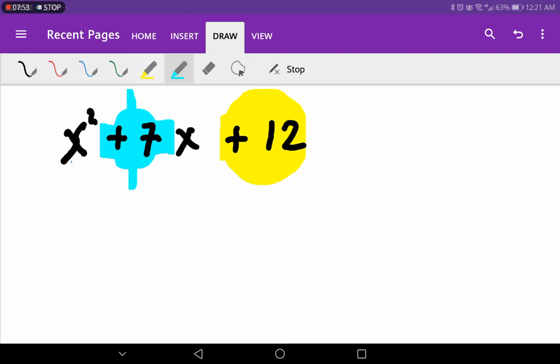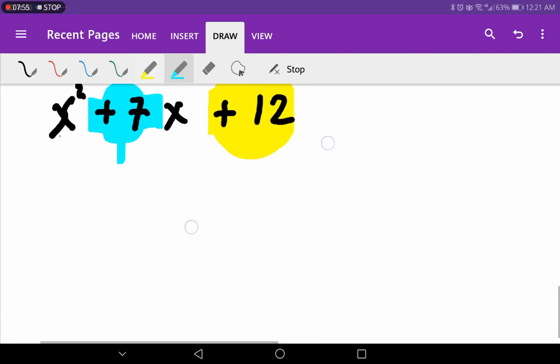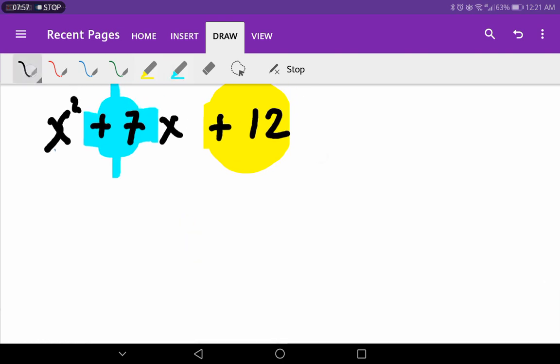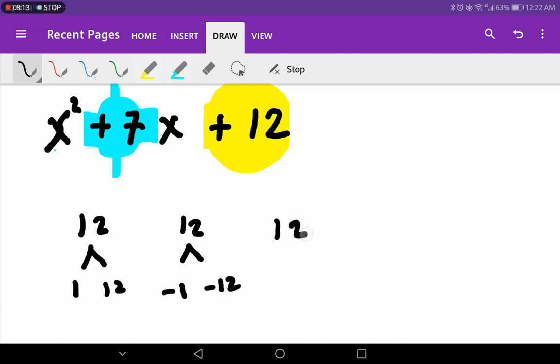Let us start. Actually the positive 12 comes from 1 multiplied by 12. The 12 comes from negative 1 multiplied by negative 12. The 12 comes from 3 multiplied by 4. It is positive 12. Remember that. Why positive? Because this is positive.